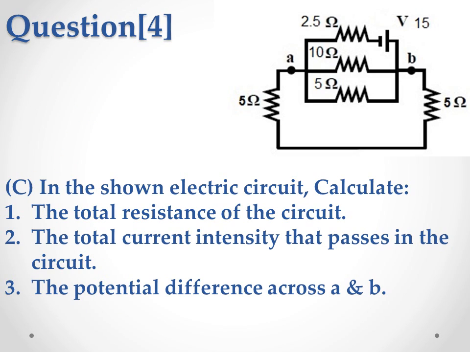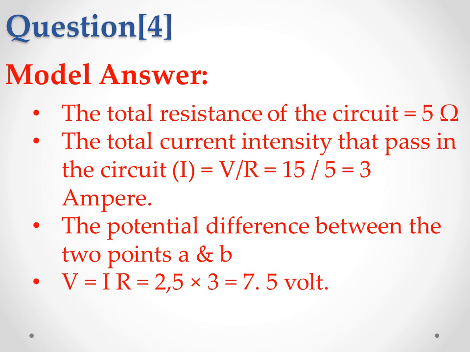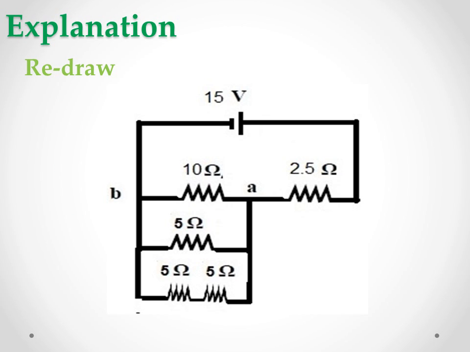Explanation. Resistance is the opposition to the flow of electric current. Resistance can be calculated from the relation: resistance equals potential difference divided by electric current intensity. Question 4. Model answer. The total resistance of the circuit equals 5 ohm. The total current intensity that passes in the circuit, I equals V divided by R equals 15 divided by 5 equals 3 ampere. The potential difference between the 2 points A and B, V equals I R equals 2.5 times 3 equals 7.5 volt. Explanation. Atomic spectral series.